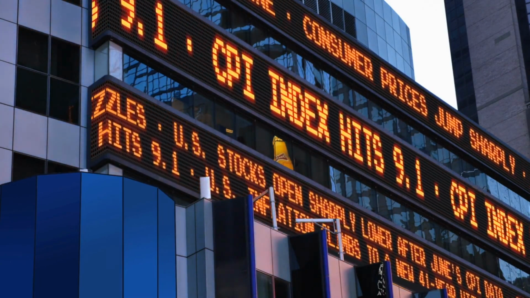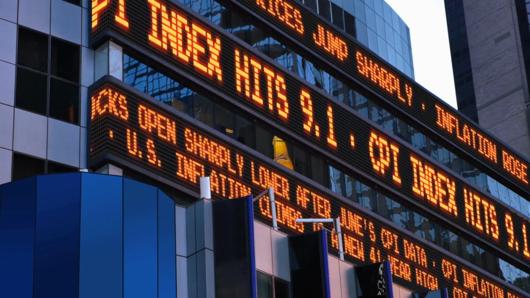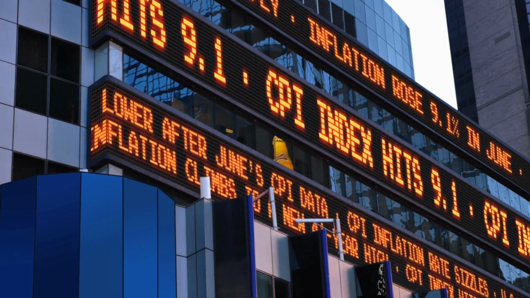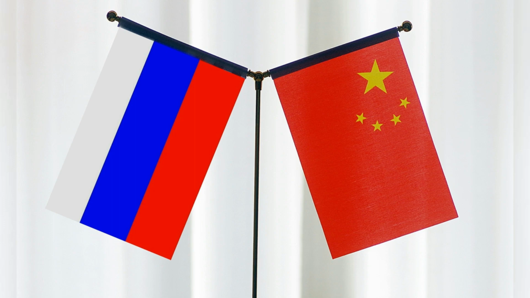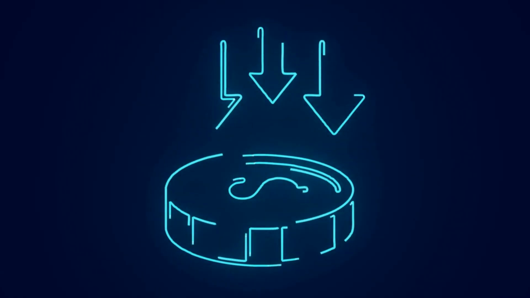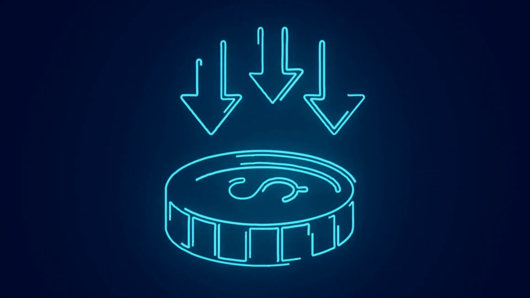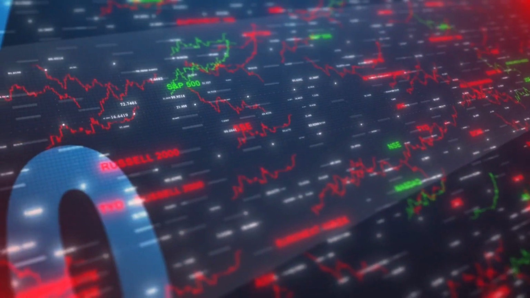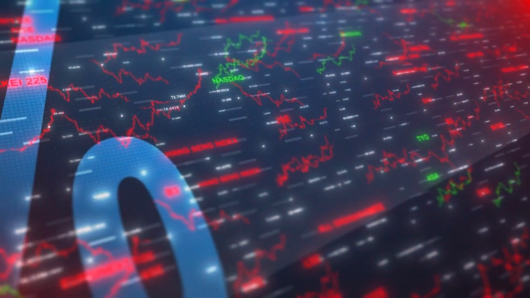For decades, the US dollar has been the world's reserve currency, but that could be changing. As other countries like China and Russia gain economic power, they're pushing for their own currencies to become more widely used in international trade and financial transactions. If this shift happens, it could impact the demand for the US dollar and lead to a decrease in its value. But what does this mean for you and your investments?